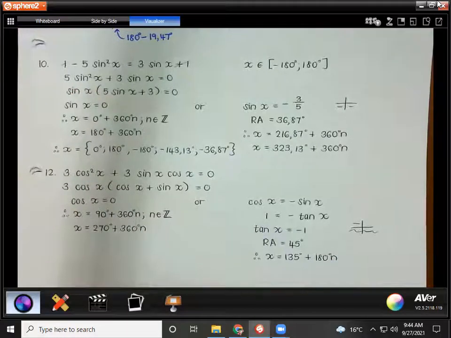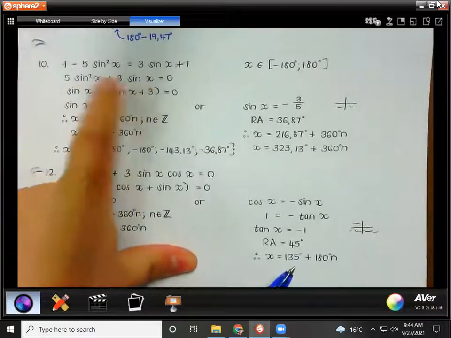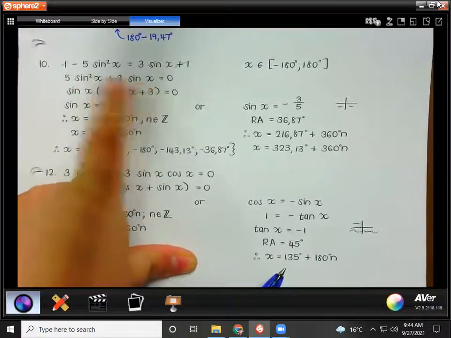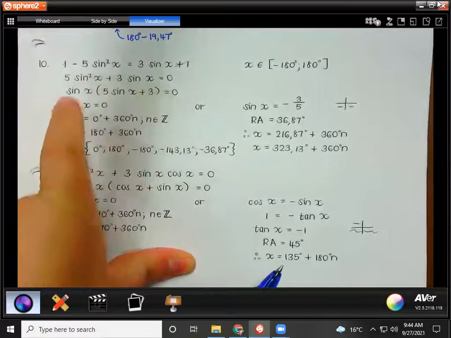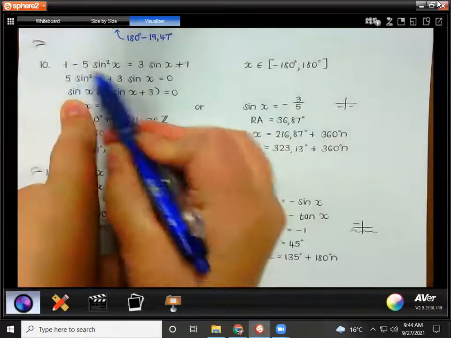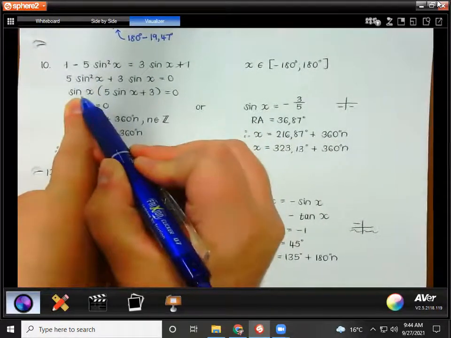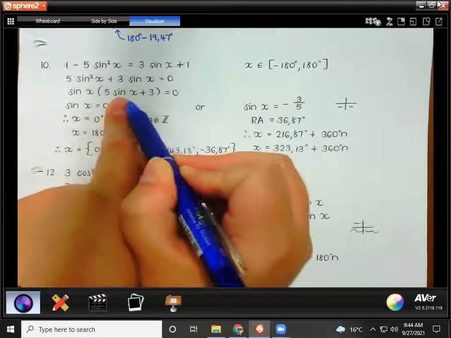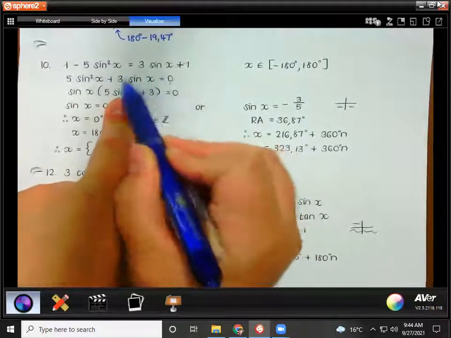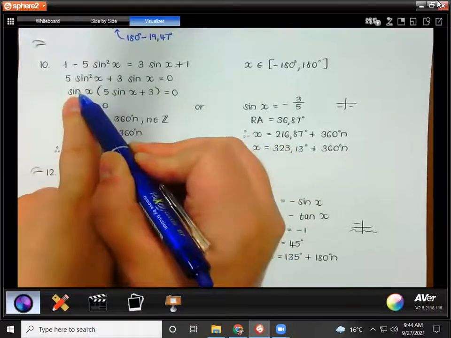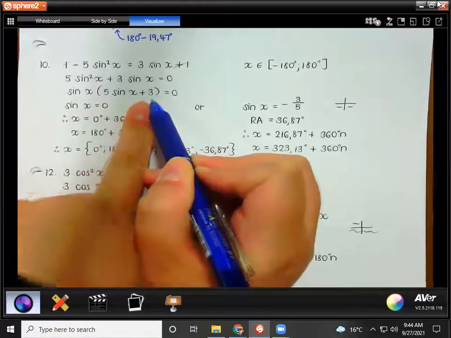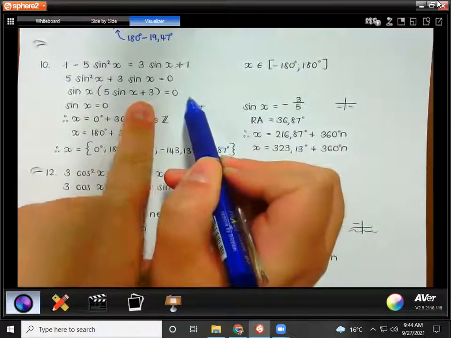So those ones are essentially canceling each other out, which is quite nice because in this case, that means we don't have a trinomial. We just have two terms, but both of our terms have a sine x in it. So that's what we're going to take out as a common factor. So 5 sine squared x divided by sine x is 5 sine x, plus 3 sine x divided by sine x is plus 3. And that is then equal to 0.